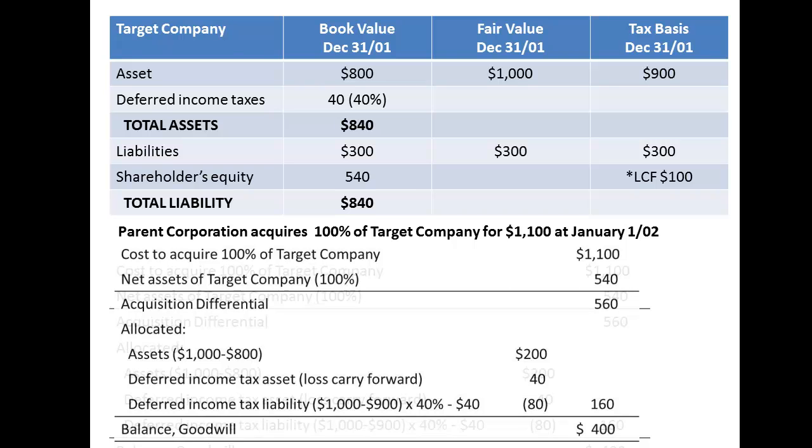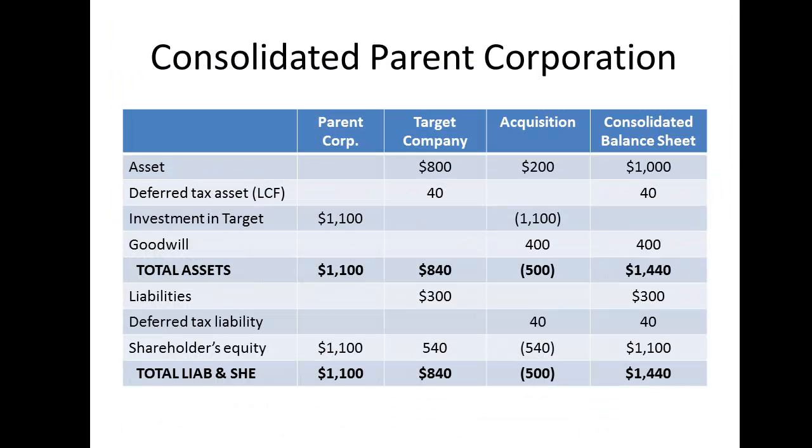Let's look at the balance sheet. Here we have the exact same balance sheet with one minor difference. We now have a deferred tax asset of $40,000 representing the loss carry forwards, and our goodwill is now $40,000 lower than we saw in the previous case.